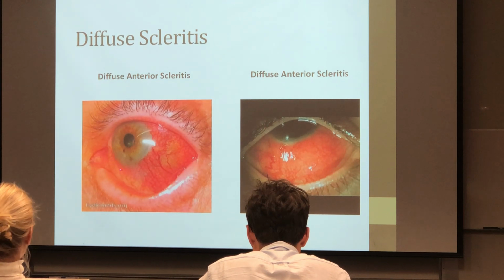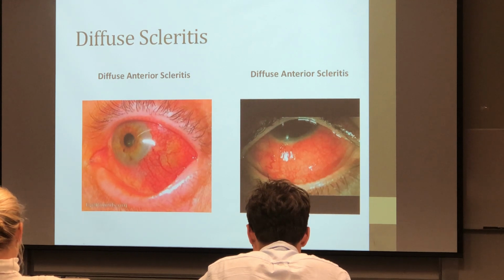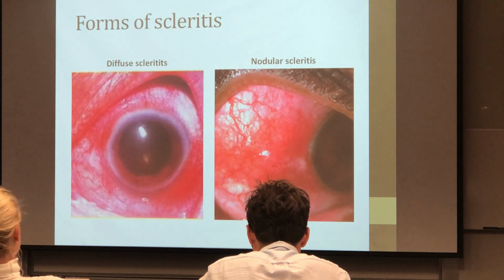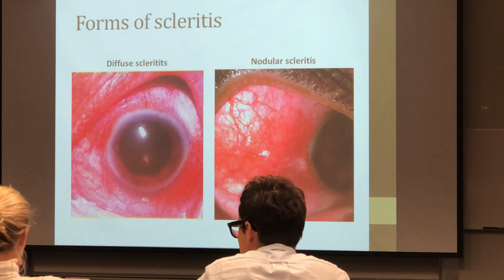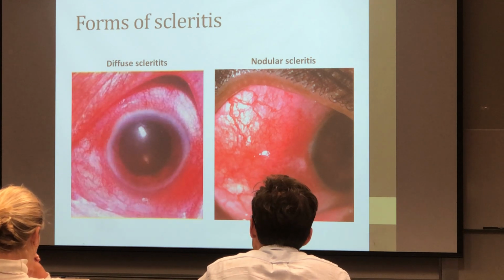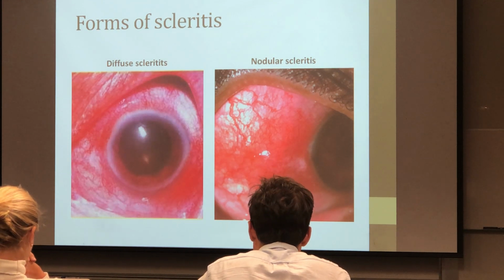Here you have examples of diffuse anterior scleritis. Here you can see the redness. Sometimes it takes on a purplish film here. Another case of diffuse scleritis. Here, this is a nodular scleritis. This is a little bit more advanced form.